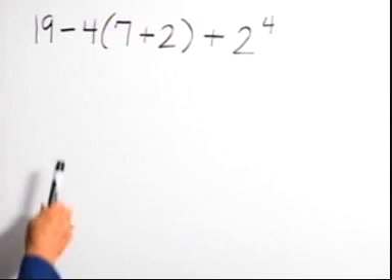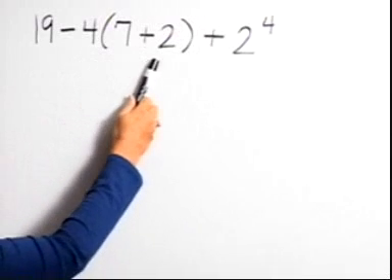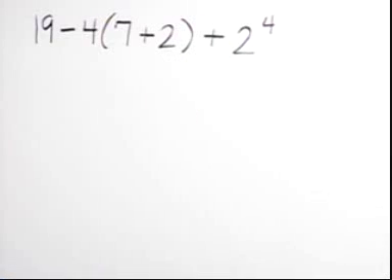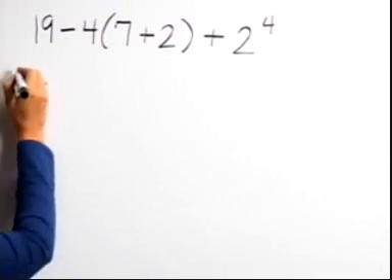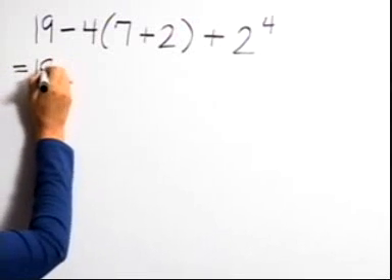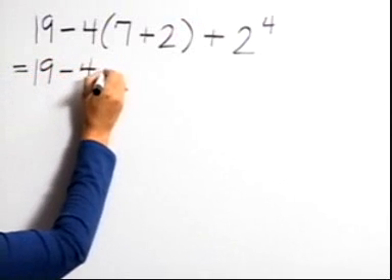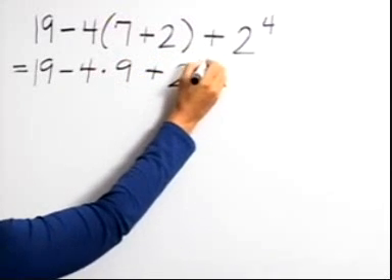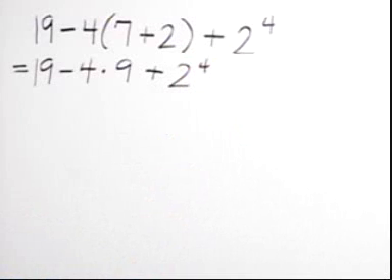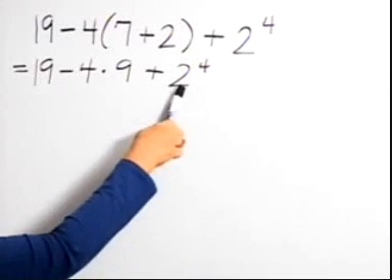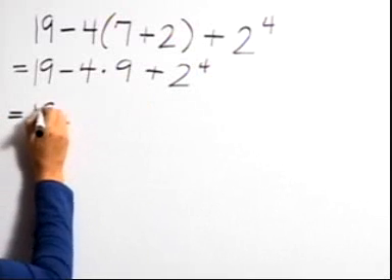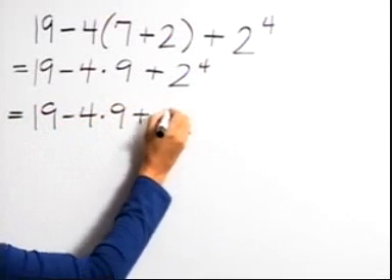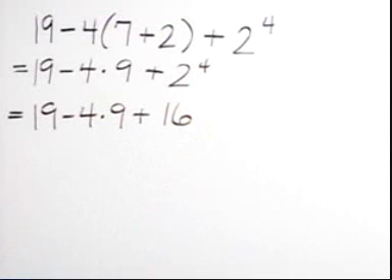We want to simplify 19 minus 4 times (7 plus 2) to the fourth power. Order of operations tells us to do inside parentheses first. So we'll have 19 minus 4 times 9 for the 7 plus 2 to the fourth power. After you do your parentheses, you do your exponents next. So we'll have 19 minus 4 times 9 plus 2 to the fourth power, which is 16.